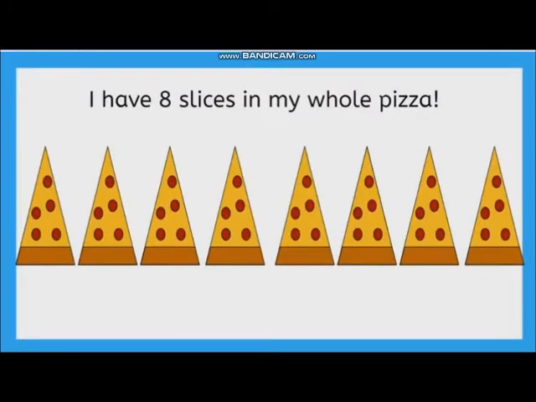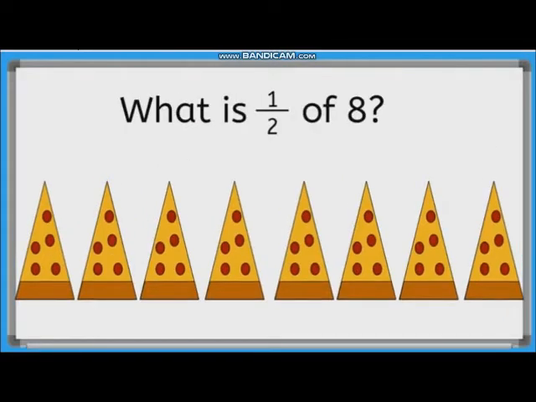For example, I have 8 slices in my whole pizza. मेरे पास एक पिज्जा है जिसके मैंने कितने स्लाइसेस किए हैं? 8 slices किए हैं. Now what is 1/2 of 8? That means we have to divide these 8 slices into 2 equal portions. हमें इन 8 slices को 2 equal groups में divide करना है.